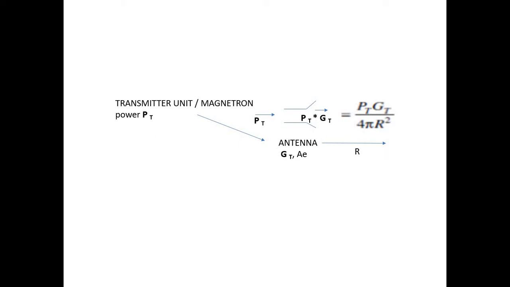Now target has some cross-sectional area which is represented as sigma. This sigma is the cross-sectional area of a target. So we multiply the radar cross section with the power density and we get power gain, which will be PT into GT divided by 4 pi R square, and it is going to be multiplied with the radar cross section.